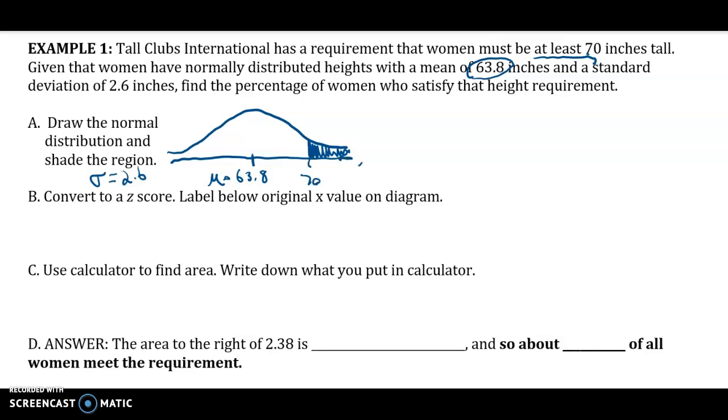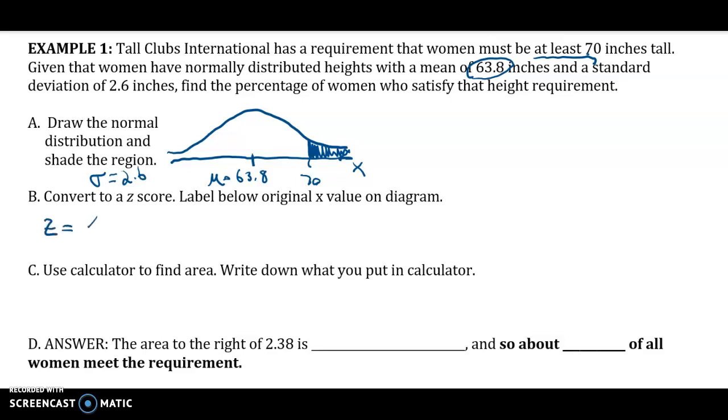And this is not in terms of z-scores, it's in terms of x values. So I'll label it with x. But we're asked to convert to a z-score. I'm going to show you how to do this problem with z-scores and without z-scores. Unless you're specifically told, you may choose either way.